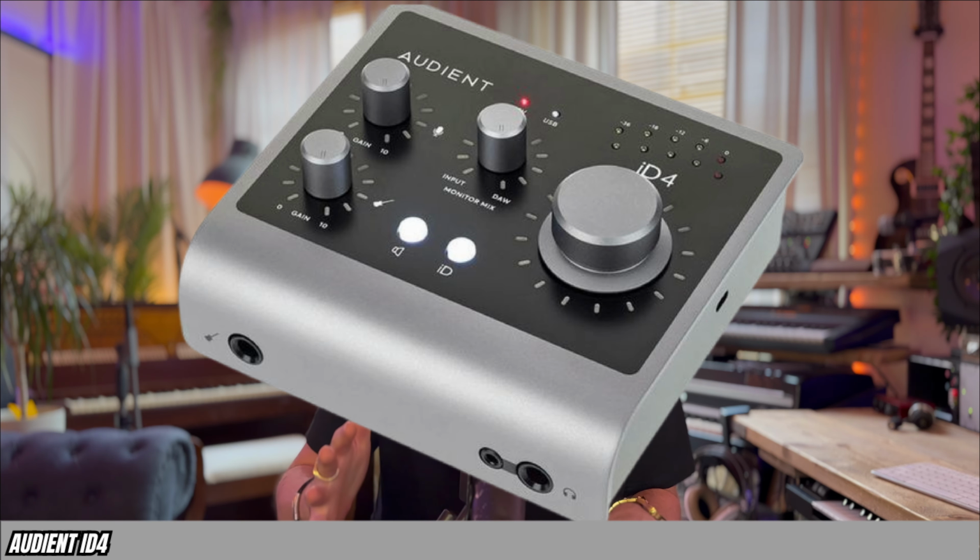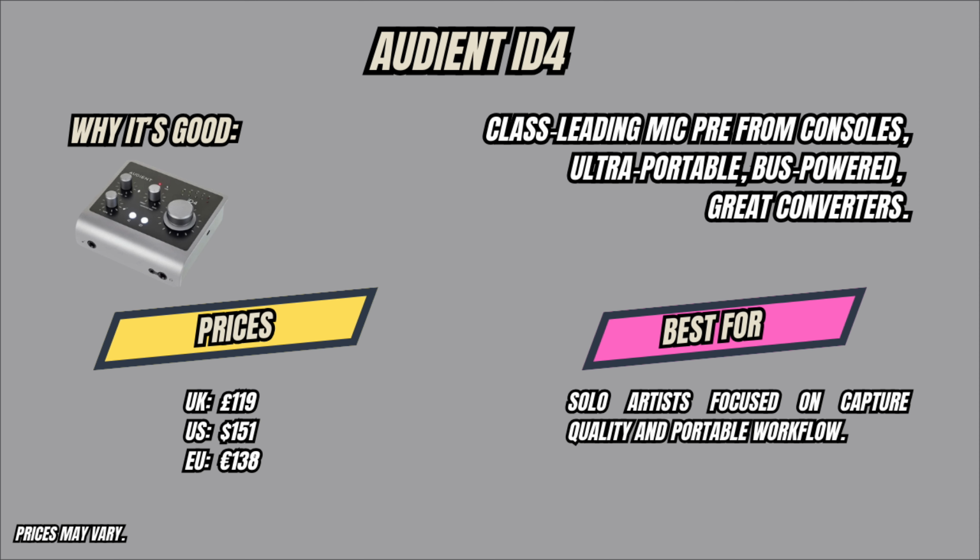Number 2 to consider, Audient ID4. So this one's great for solo artists who care a little bit more about tone than they do about features. For the actual cost of this, it sounds really, really good. And it's got Class A preamps from Audient's massive consoles they make. They've also got this JFET input that adds a little bit of character to stuff like guitars, which can be really cool. So it means that it's not just totally transparent, there is a tiny bit of flavor being added. If you are looking for something that's going to maybe add a bit more tone, this interface might be for you.